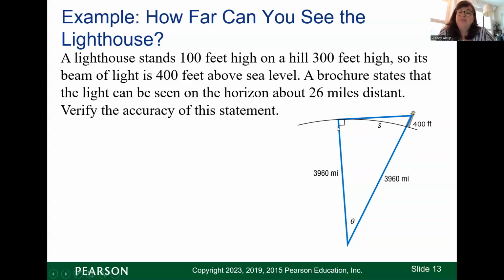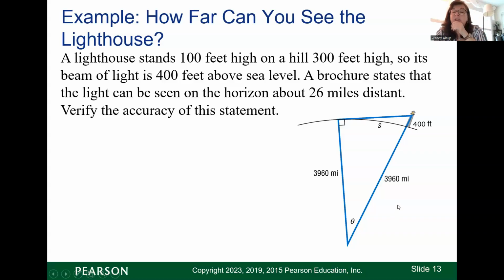The way we're going to do it is use the rotation of the Earth. The radius of the Earth is 3,960 miles. So if we drew a right triangle as pictured, the side has a length of 3,960, then the length of the hypotenuse here is going to be 3,960 plus the extra 400 feet. And then what we want to know is if S would equal 26 miles. Well, you can really just use the Pythagorean theorem.